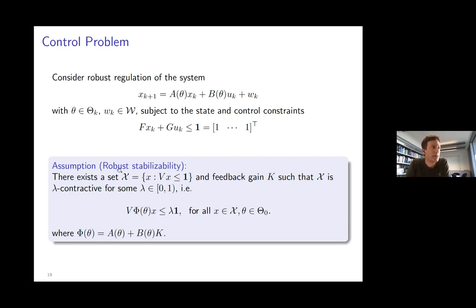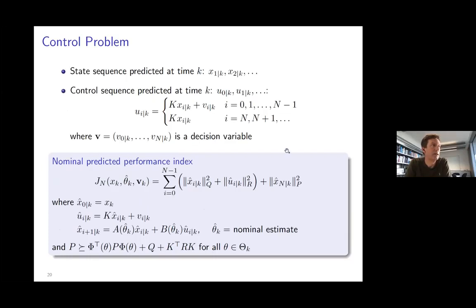So here I'm going to assume that the system is stabilizable in the sense that there exists some set which we can ensure is robustly contractive under some linear feedback gain. Okay, so this is an assumption. This assumption allows us to define a tube MPC method based on that set to define the cross sections of the state tubes, which I'll explain in a moment.